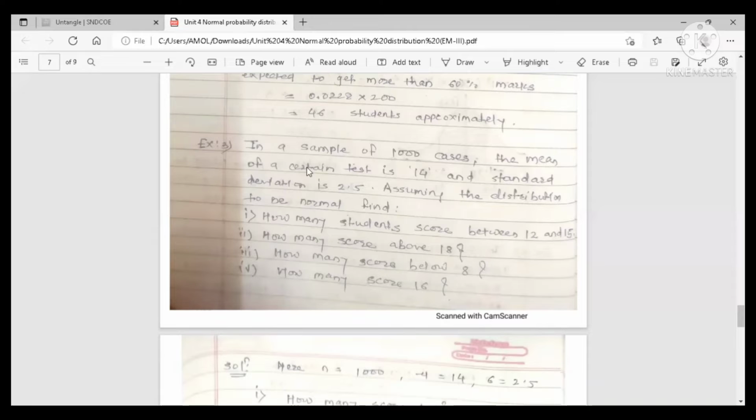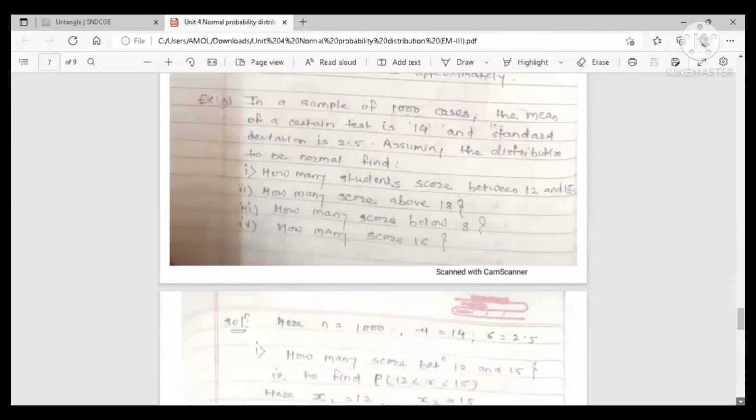There is a sample of 1000 cases. The mean of a certain test is 14. Here the mean value is given. This is an example of normal distribution, because it is mentioned here, assuming the distribution to be normal. So it is a question of normal distribution. Here the mean is 14, and the standard deviation is 2.5, so the value of sigma is 2.5. In a sample, the number of trials is n equal to 1000.